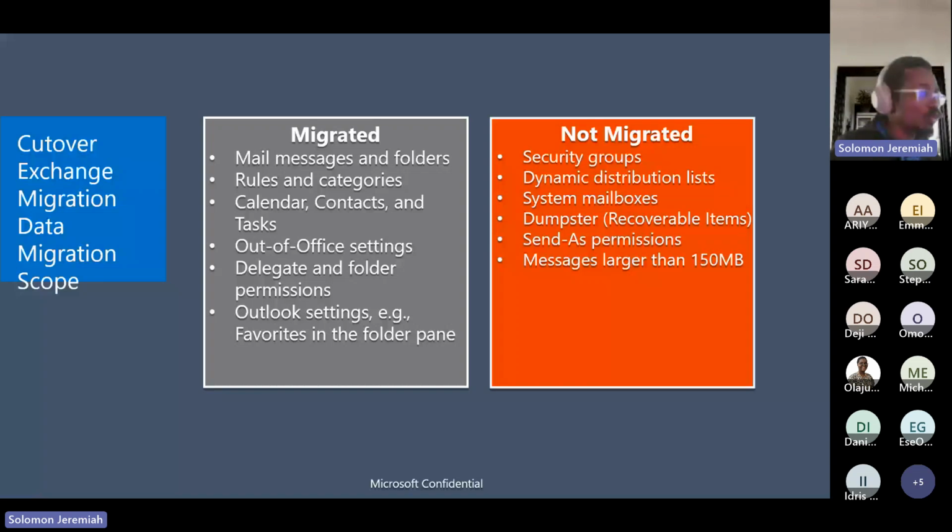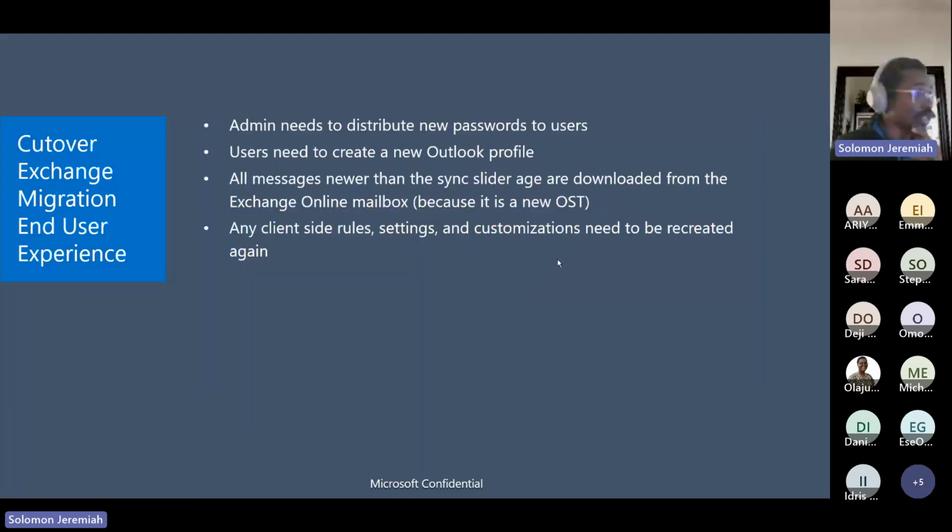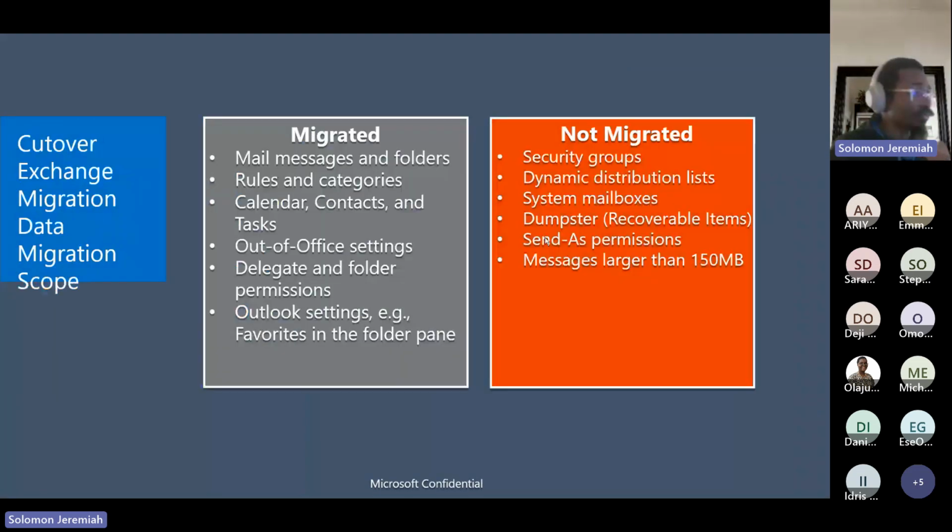So the next thing we'll be looking at is out of office settings, delegate and folder permissions, Outlook settings, e.g. all of this. Then not migrated: security groups. So this is just telling you what will not be migrated. So I will try to drop the link where we can get an overview from Microsoft documentation. I'll see how much I can get, then I will drop it. So that's for the cutover.